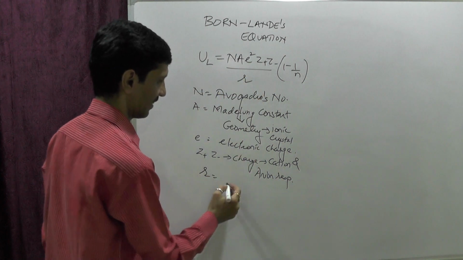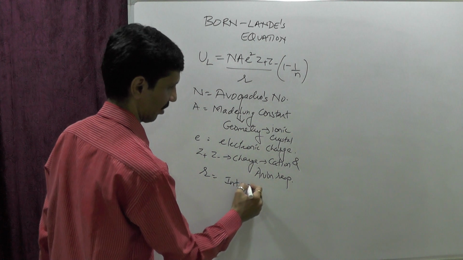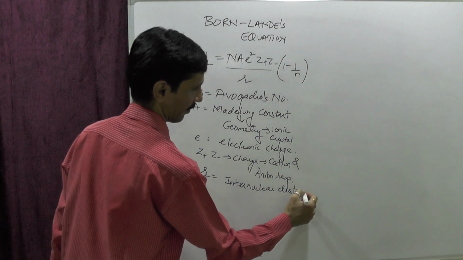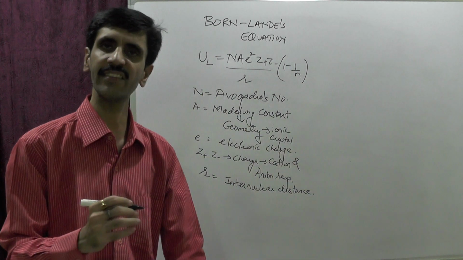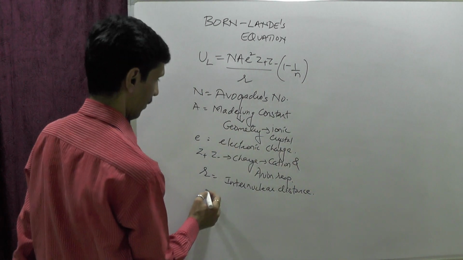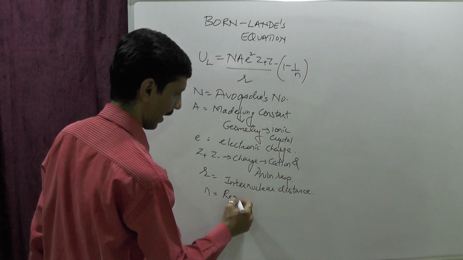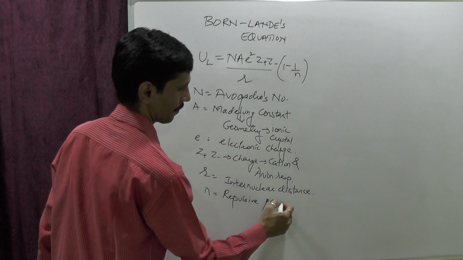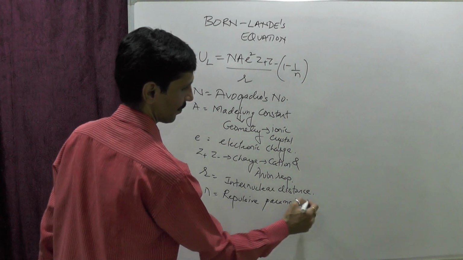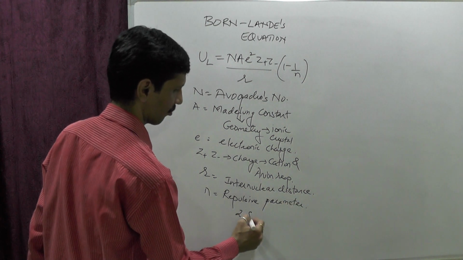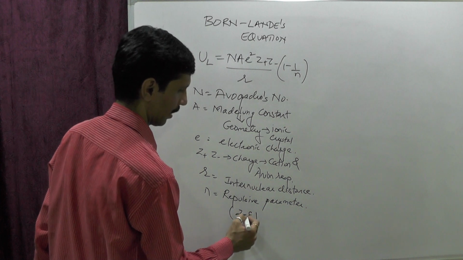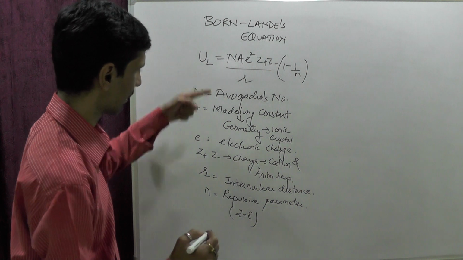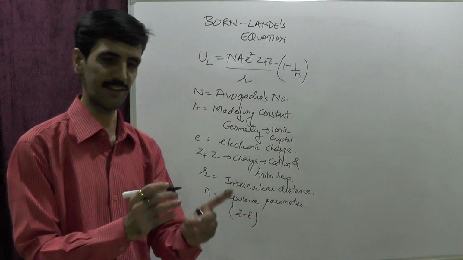r is the internuclear distance, and obviously it is between the two oppositely charged ions. n is actually called a repulsive parameter. Its value varies from around 2 to 8 depending upon the nature of the ions present. So these are the terms which are involved in this particular expression.